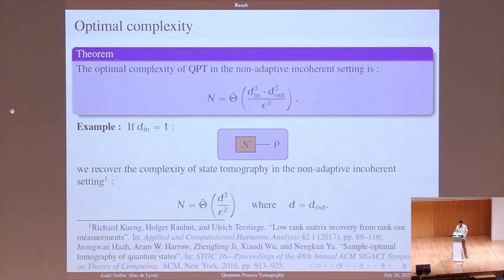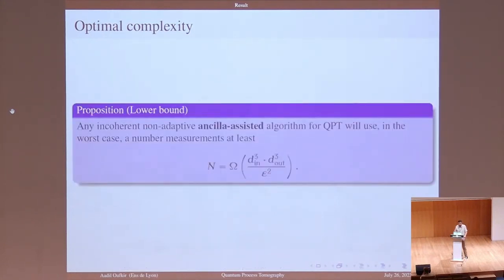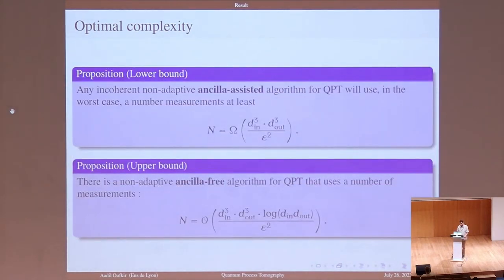So in this theorem, we need to prove a lower bound and an upper bound. For the lower bound, we can show that any incoherent, non-adaptive, ancilla-assisted algorithm for the problem of quantum process tomography will need, in the worst case, a number of measurements at least some constant times d_in cubed times d_out cubed over epsilon squared. Moreover, for the upper bound, we can propose a non-adaptive, ancilla-free algorithm for the problem of quantum process tomography with sample complexity of order d_in cubed times d_out cubed times log d_in d_out over epsilon squared.